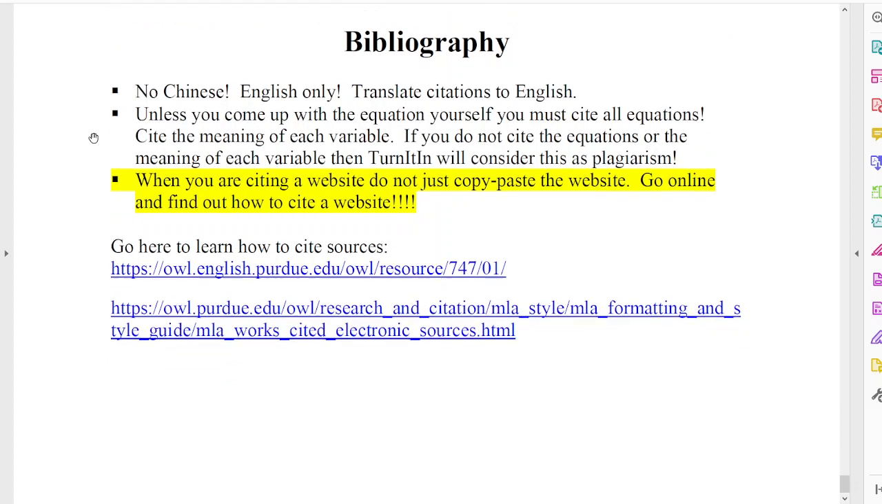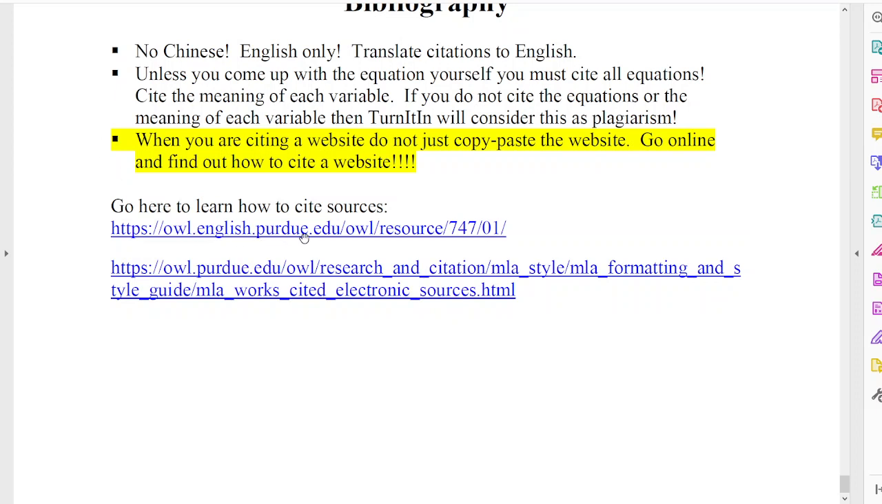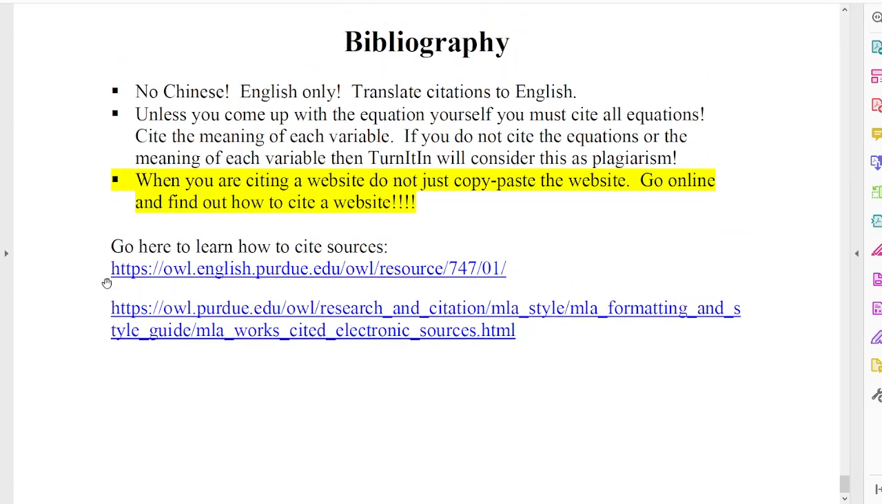So this owl.english.purdue.edu website, it's very popular, it's very easy to use. There are websites which will automatically cite a source for you. So make sure you could use those. Make sure you correctly cite. You could ask your English teacher if you're citing things correctly. You should learn how to cite correctly.